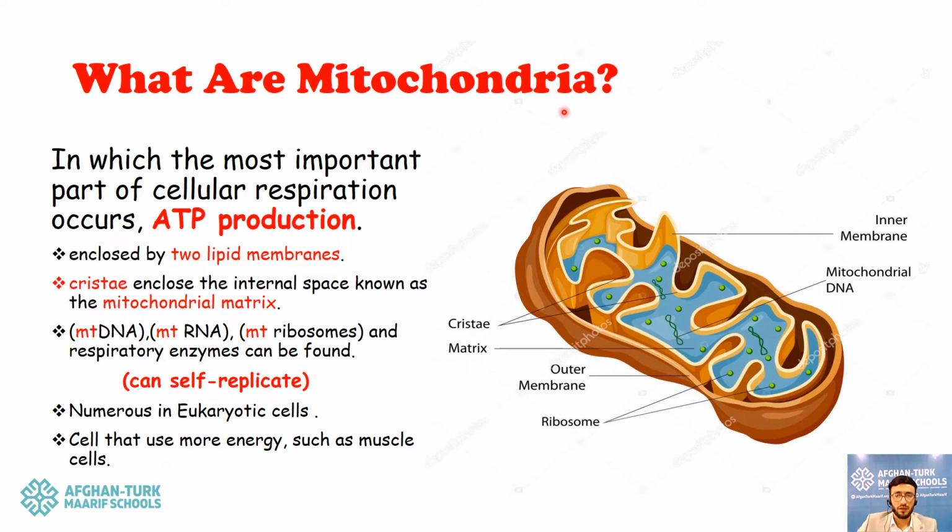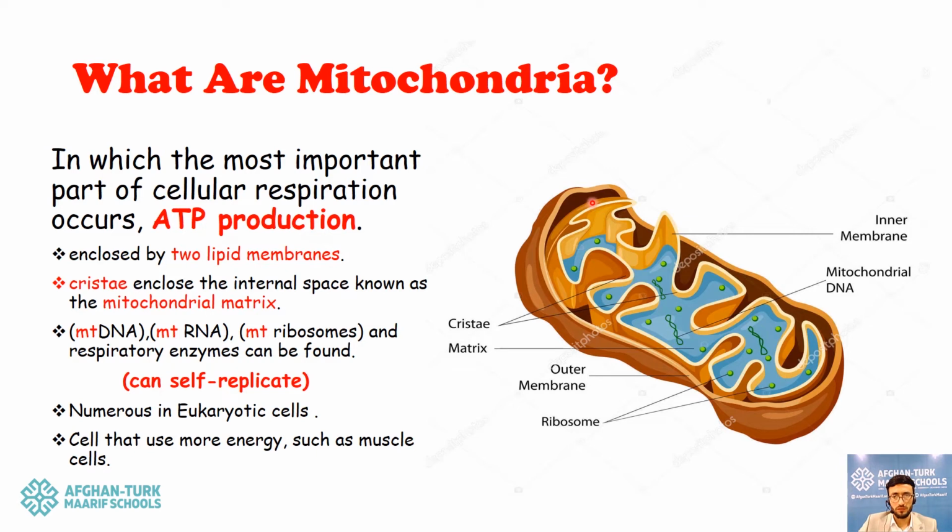What are mitochondria? Mitochondria are called the energy house of the cell. This is the place where ATP is produced during a process called cellular respiration. In the mitochondria, the energy is provided for all functions of the cell.